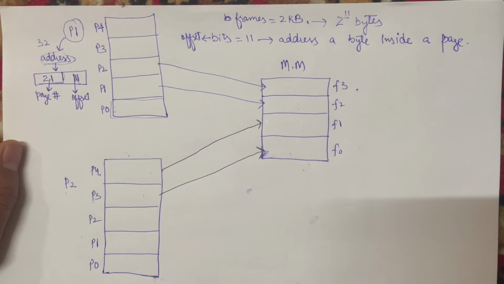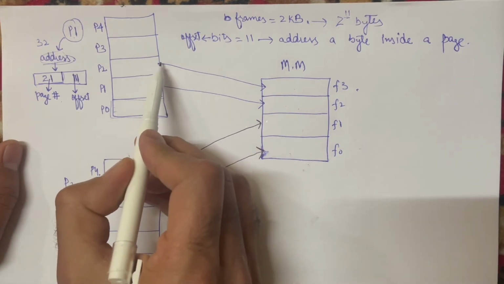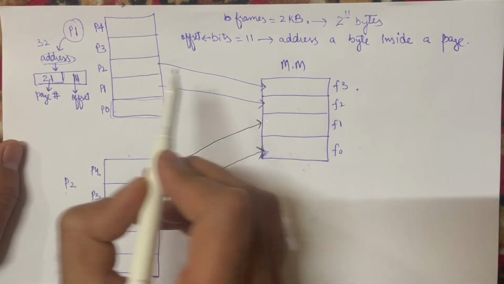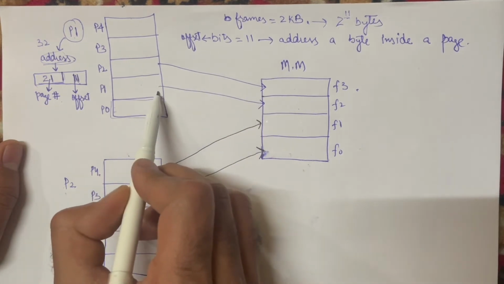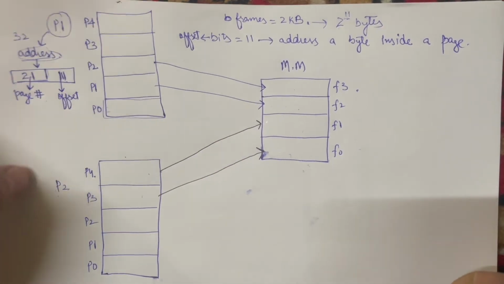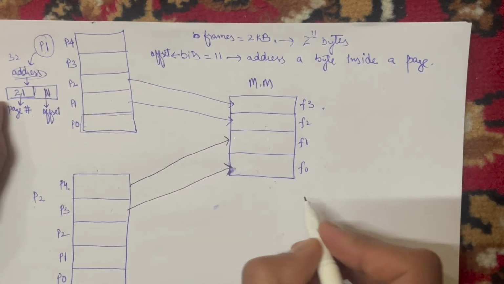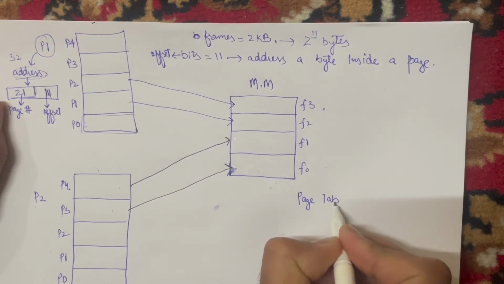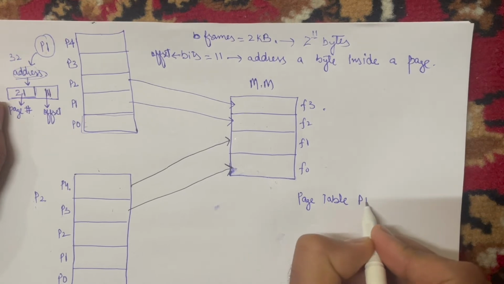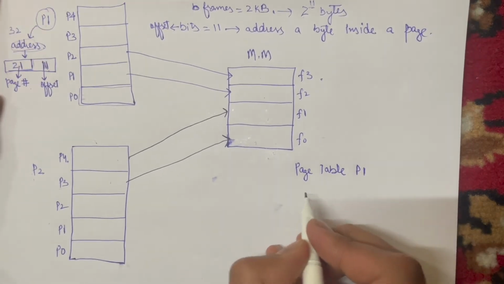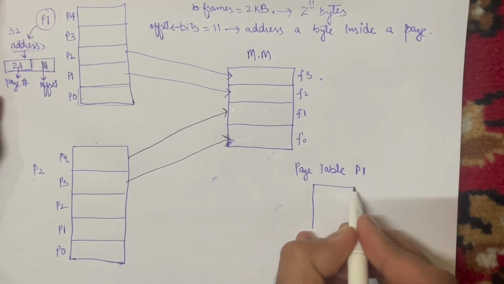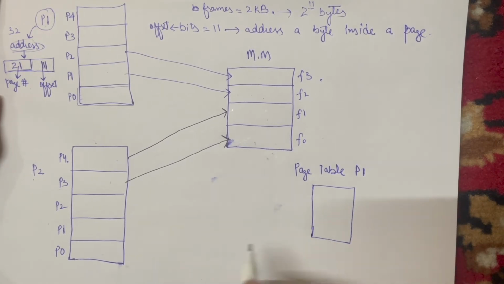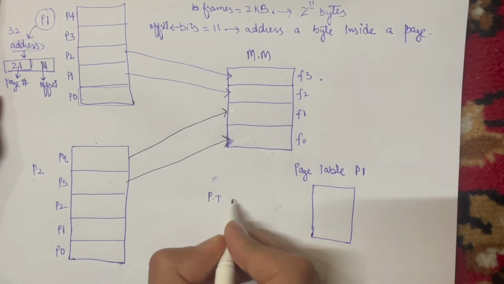Okay, so we know it, but to store this information, that which page is mapped to which frame, for every process there is a table which is called page table. So let's say this is the page table of process P1. Okay, this is the page table, and this is the page table of process P2.